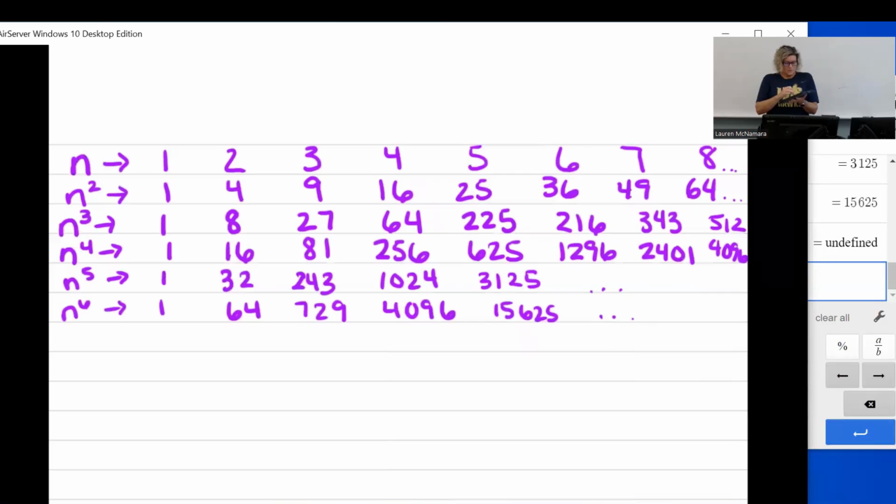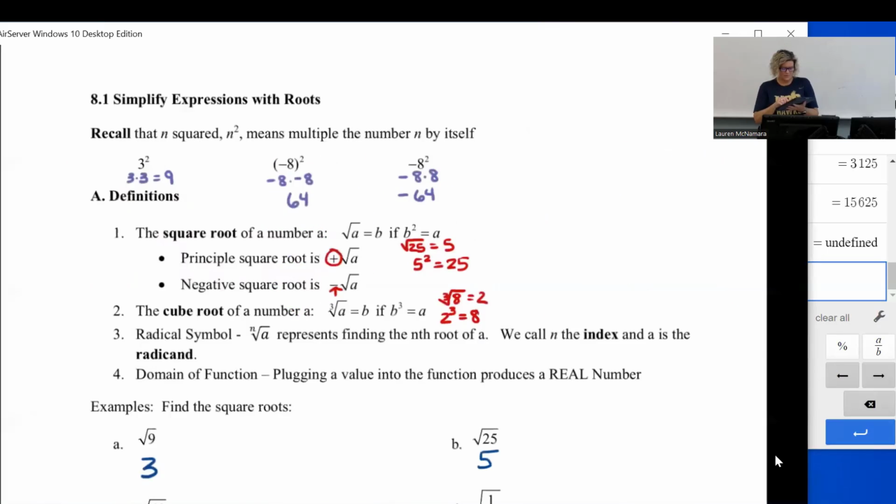So what I'm going to go ahead and write here is that these can only be positive. That's all. They can only be positive. Now let's look at other examples here.